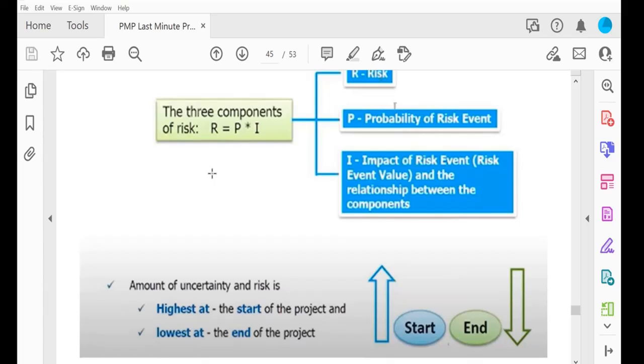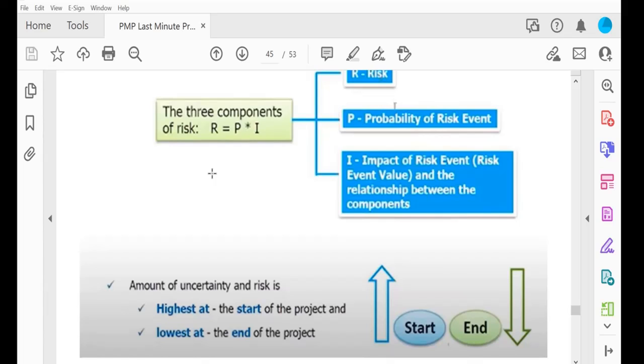Start of the project means you are gauging that we are expecting this type of outcome. It may happen or it could happen, so there is more uncertainty at the start of the project. At the end of the project, you know where it's going and you know what the outcome will be. So the risk is lower.